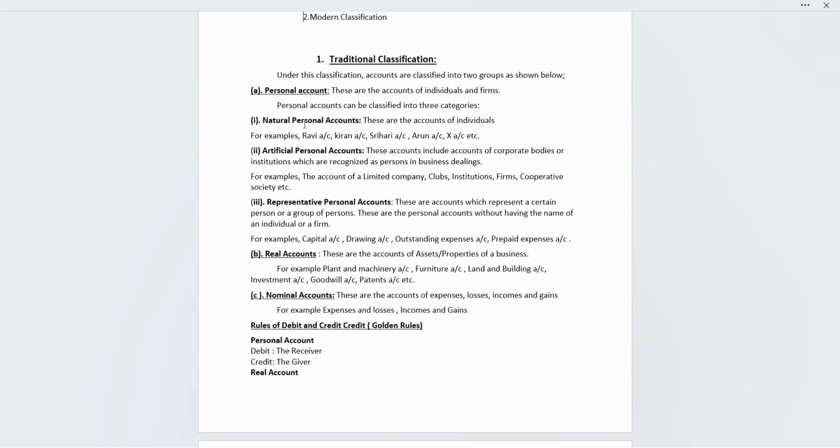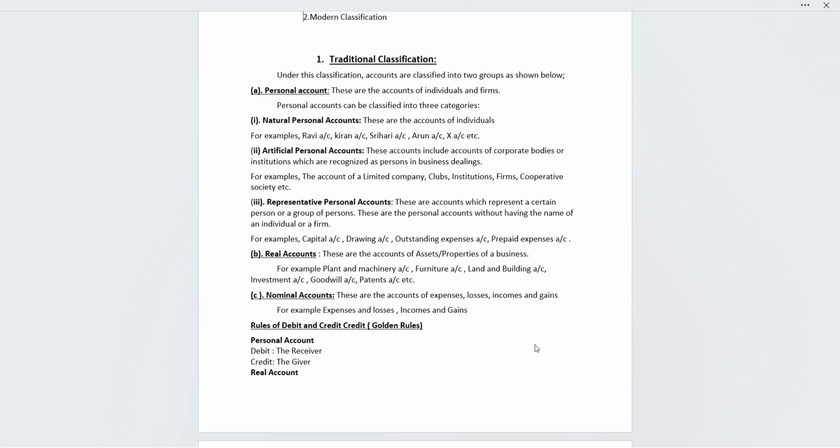Next, the second one, artificial personal account. These accounts include accounts of corporate bodies or institutions which are recognized as persons in business dealings. That is, the legal entity concept is applicable. So legally you are framing the corporate bodies. For example, companies, any limited company or private company, clubs or institutions, firms, corporate societies, banking, these are all artificial persons.